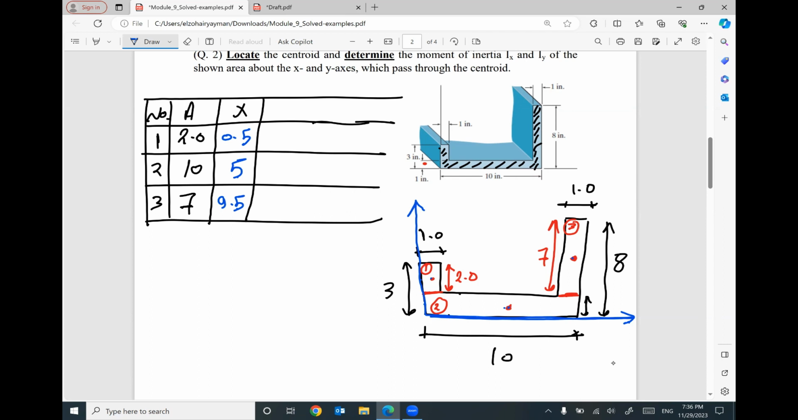That makes sense? Then I will multiply area times x. 2 times 0.5 will be 1. 10 by 5 will be 50. 7 times 9.5, I got 62.5.